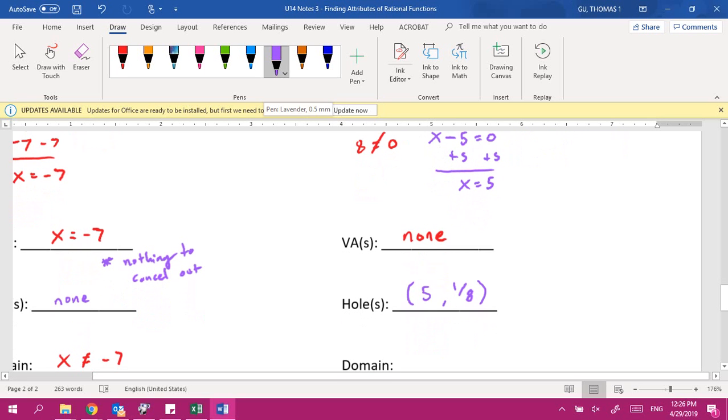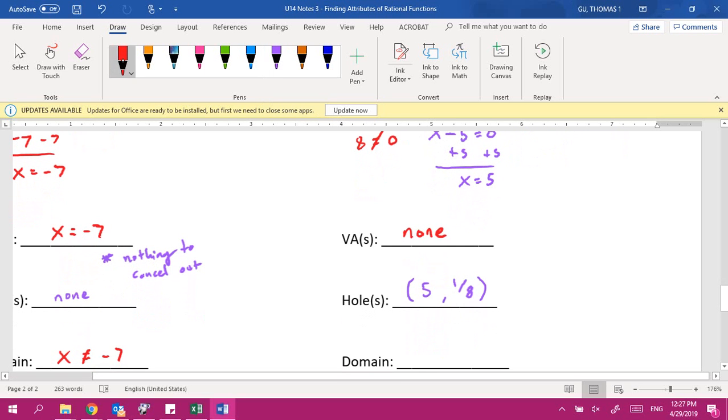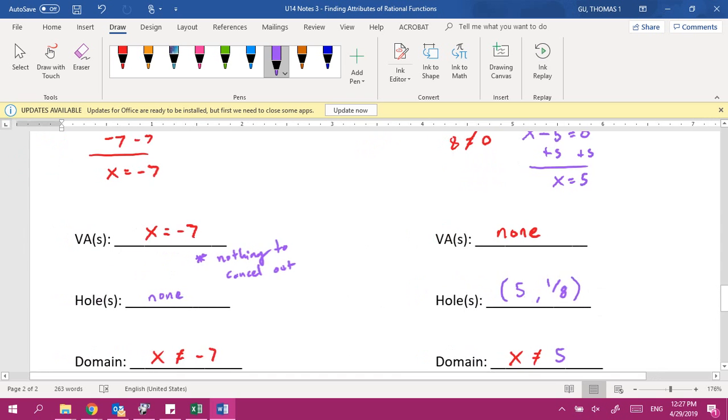So then, what is my domain on this problem? X does not equal 5. That is right, because it cannot equal the x value where the hole is, which is 5. Nice. All right, let's go to the next one then.